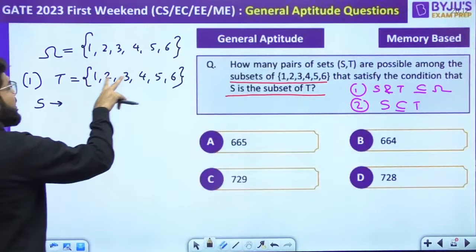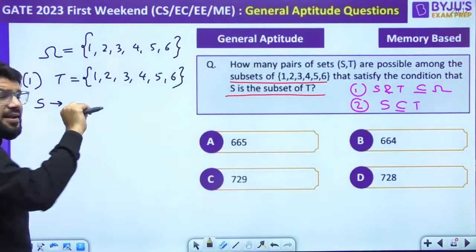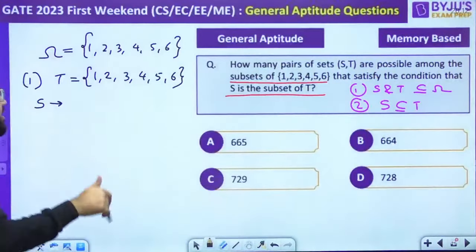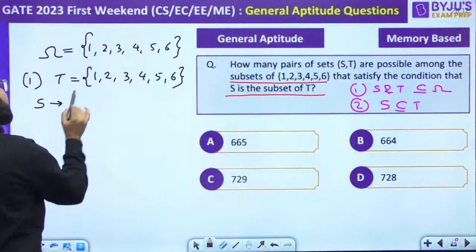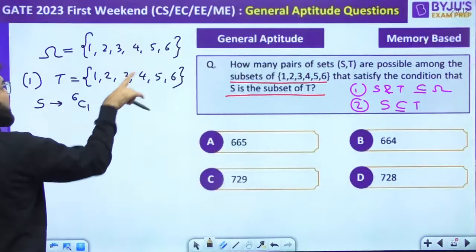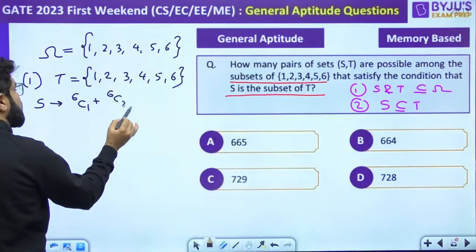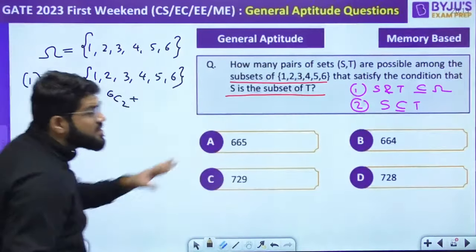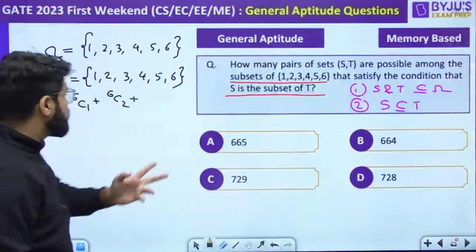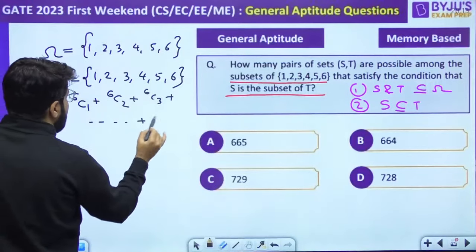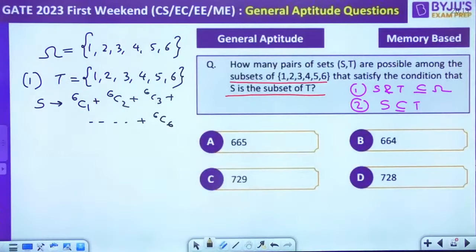Now S can contain all 6 elements, or look, what cases can there be? Let's start from the basics. S may contain only one element, so it can be 6 even, one element out of 6. S can contain two elements, any two elements out of 6. S is a subset of T, no? So it may contain 1 or 2 or even 3 elements, etc. It can contain all 6 elements. These are the number of cases of S.